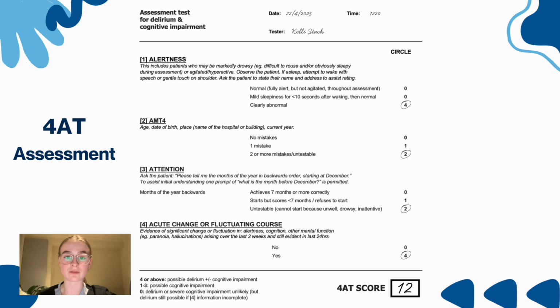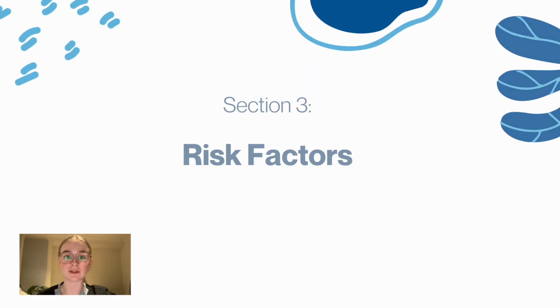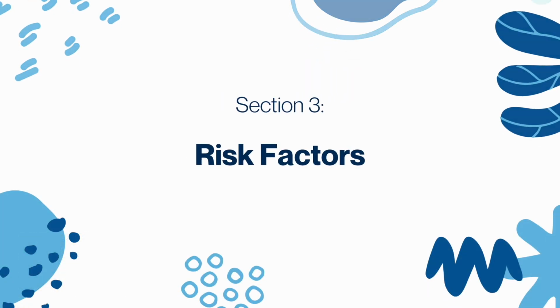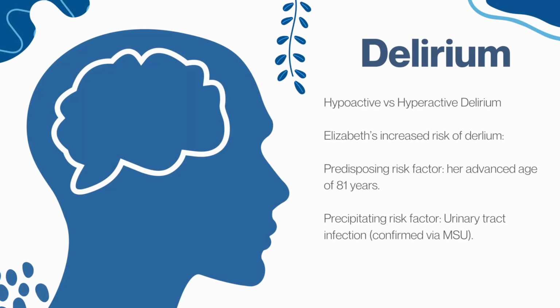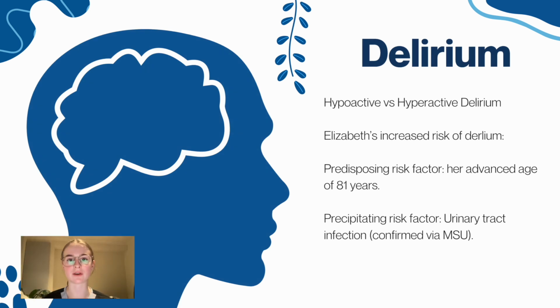The interpretation of the assessment is that Elizabeth has acute confusion, and is inattentive and disorientated. Findings are consistent with delirium. Hyperactive delirium is characterized by heightened arousal and activity. This can present as a patient becoming aggressive, agitated, restless, and may have rapid mood swings or hallucinations.